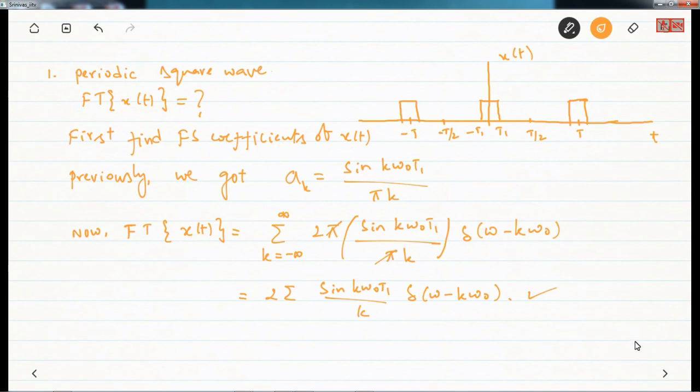So now next, let us compute another. Let's take another simple periodic signal. What is one of the simple periodic signals? It's a sinusoid, right? So let's take another example. Find the Fourier transform of x(t) equal to sine omega naught t.